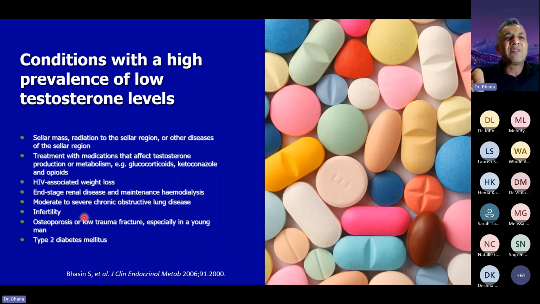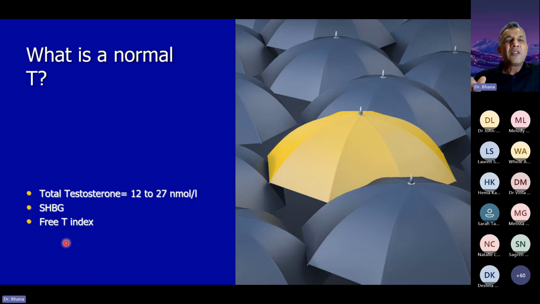Moderate to severe chronic obstructive lung disease, clients who present with infertility, osteoporosis in young men, and then about 50% of men with type 2 diabetes will have testosterone deficiency. About 3% of type 1s will have testosterone deficiency. So this is not by any means an exhaustive list, but this is what you commonly see in practice. So what is normal?